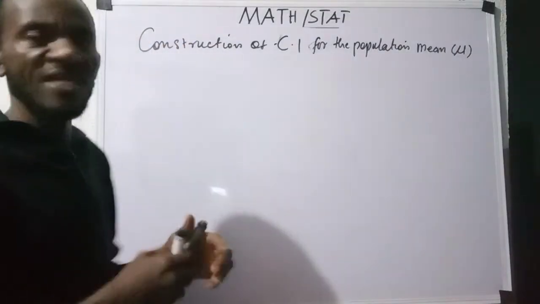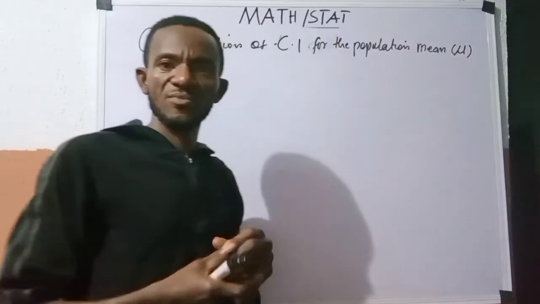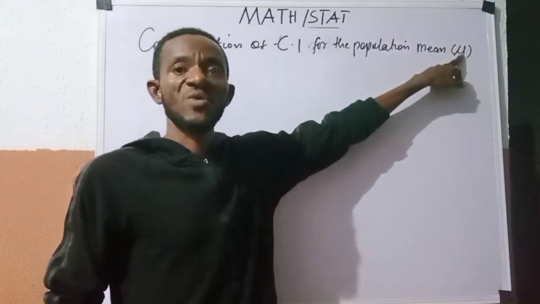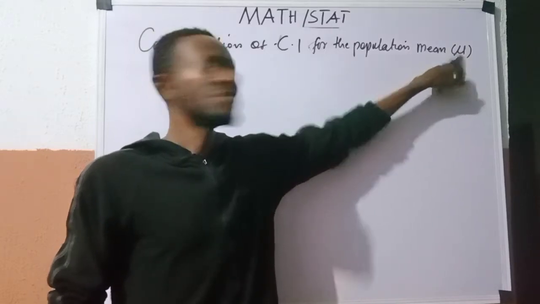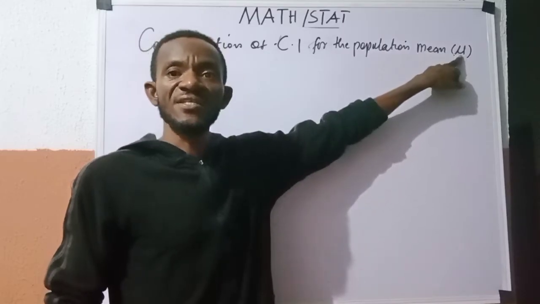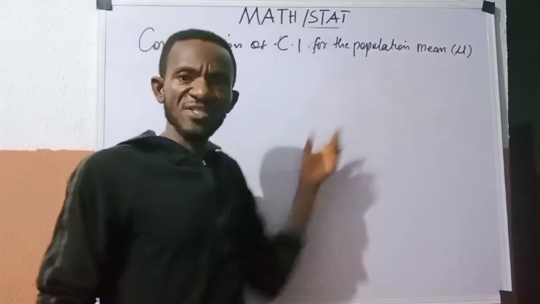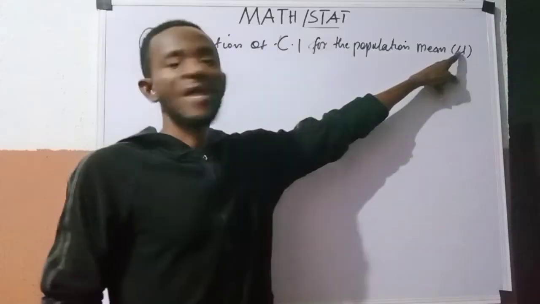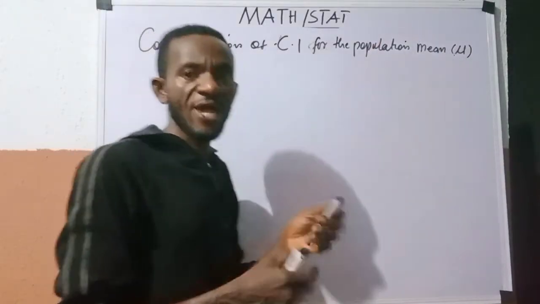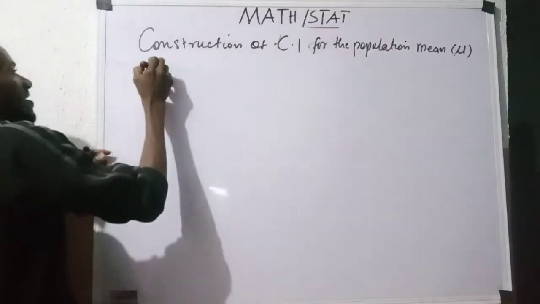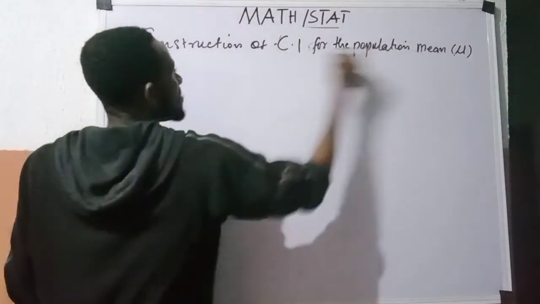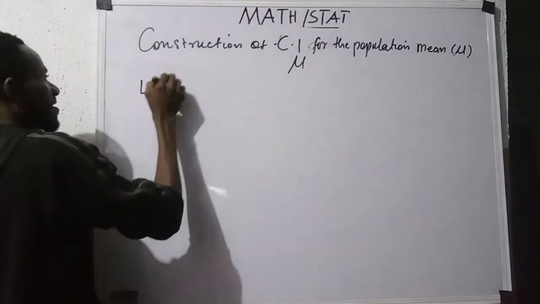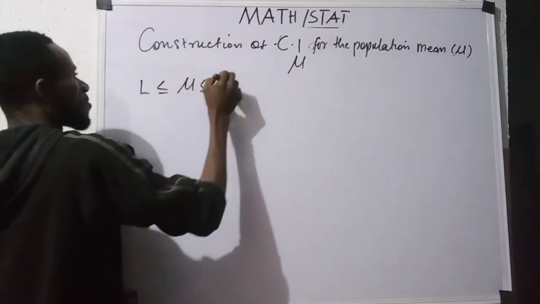The population mean is represented with the symbol mu. So don't you see that here we are no longer talking about theta? We are now talking about the population mean, represented with mu. Which means in every illustration I gave earlier, in the place of theta, I am now going to use mu. So our population mean becomes mu, and we'll be able to have L less than or equal to mu, less than or equal to U.